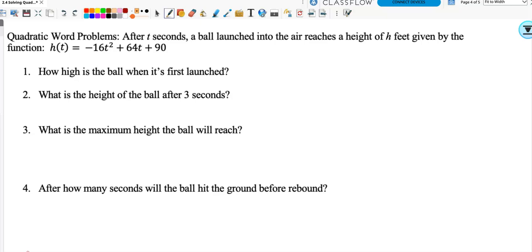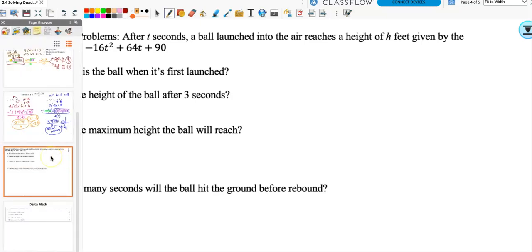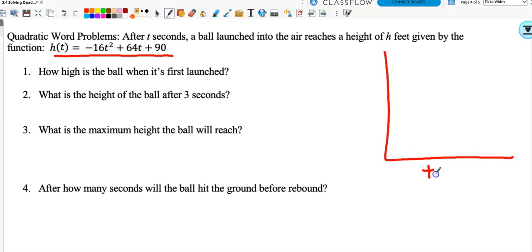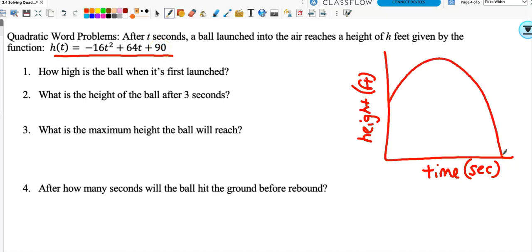So after t seconds, a ball is launched into the air, reaching a height h feet given by the function h of t equals negative 16 t squared plus 64 t plus 90. So what that means is if I have a graph, and I have time on the bottom in seconds, and then I'm going to have height on my y-axis in feet. Okay, so if I throw a ball, I am starting somewhere in the air, it's going up, and then it's coming back down to hit the ground. So let's answer some questions about this.